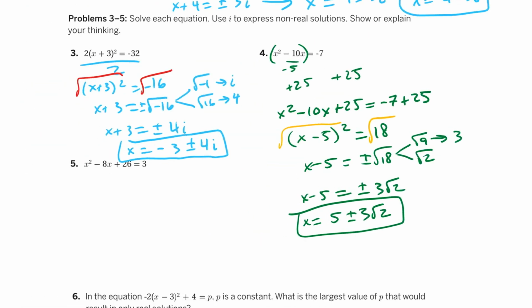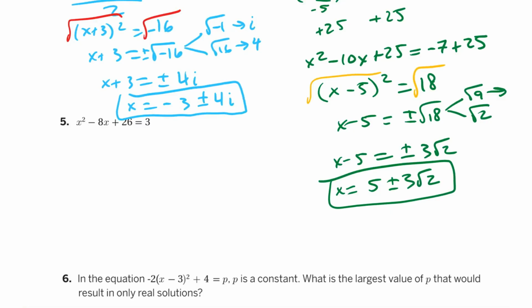Number 5, let's hope I have enough room for this one here. So in this one, same idea. I'm going to use completing the square here. Half of -8 is -4. -4 squared is 16. So what I need to do here is subtract 10 from both sides, because then that makes it x² - 8x + 16 = -7.